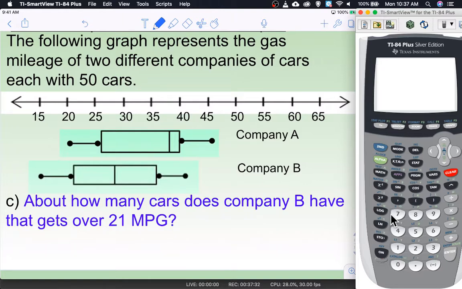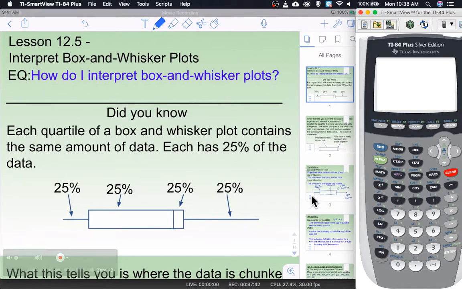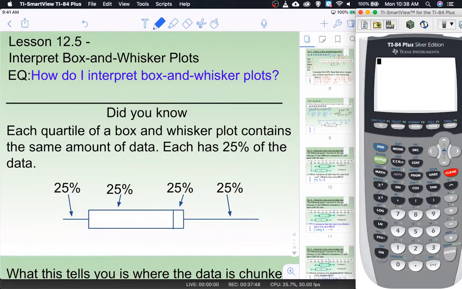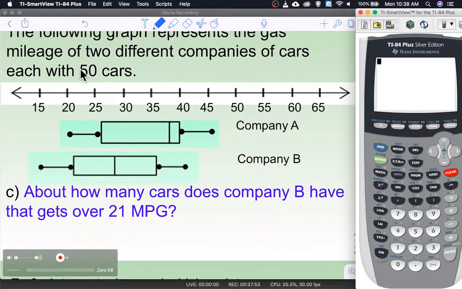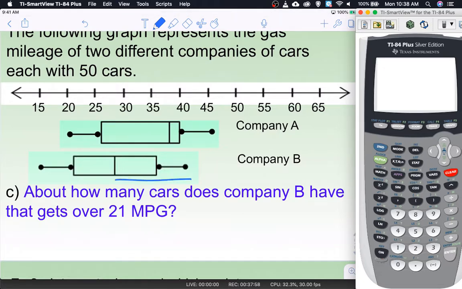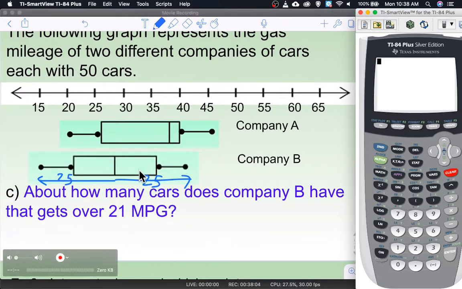Now, you may have struggled with this a little bit. This ties back to the very first page of the lesson, where it said that each section of the Box-and-Whisker plot holds 25% of the data. They all hold the same amount of data. So out of these 50 cars, we're talking about Company B, there's 25 cars on this half, and 25 cars on this half. This is the exact halfway, the middle. So 25 get more than the median, 25 get less than the median.